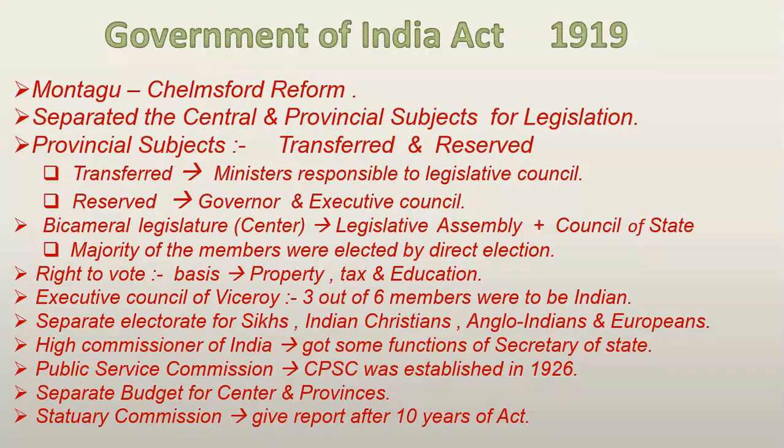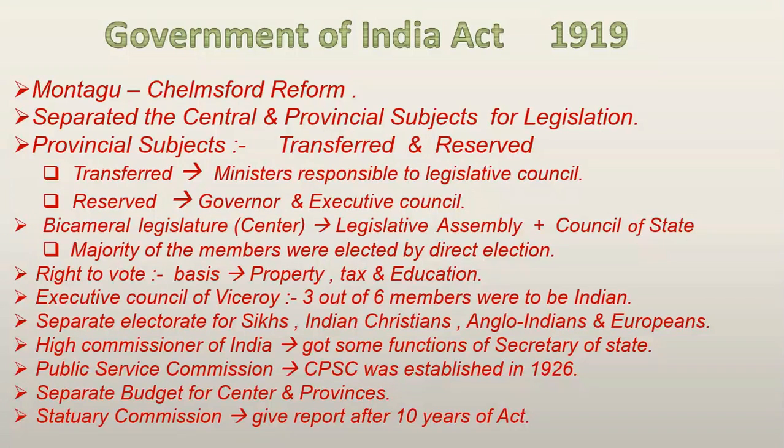So, now what does it mean that these ministers were responsible to Legislative Council? It means that Legislative Council had the power to ask questions from these ministers. Legislative Council had the power to punish them. And these ministers were answerable to Legislative Council. But this was not the scene with Governor and his Executive Council. Governor and his Executive Council was not responsible to Legislative Council. They were directly responsible to the Parliament of Britain. So, Legislative Council did not have power to punish them.